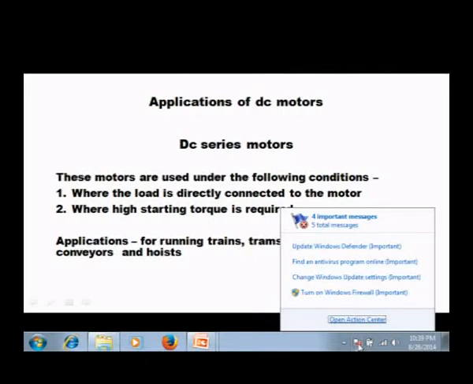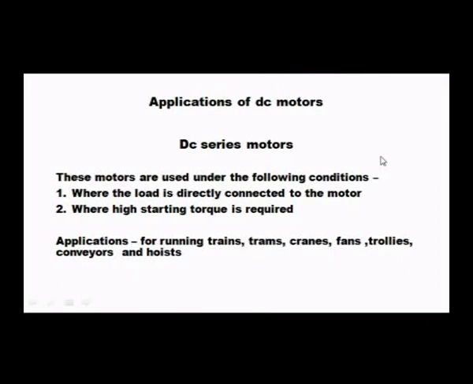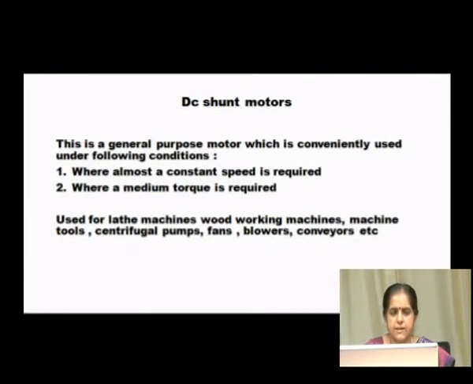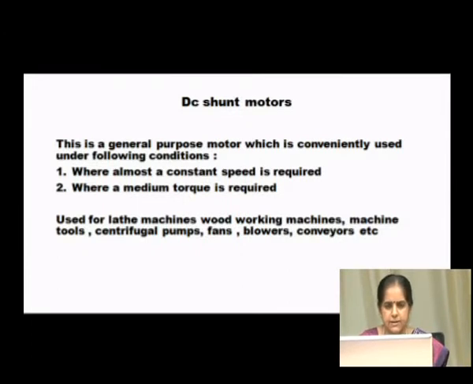Next let us look into the applications of shunt motors. This is a general purpose motor which is conveniently used under the following conditions. What are those conditions? In this case, the field winding is connected in parallel with the armature conductors. Therefore, by using this motor, it is possible to obtain a constant speed. Therefore, this type of motor is also known as a constant speed motor. So it could be employed where a constant speed is required, and also where a medium torque is required.